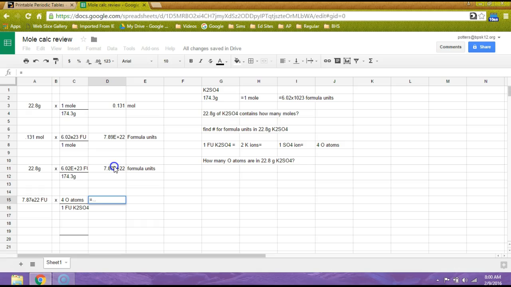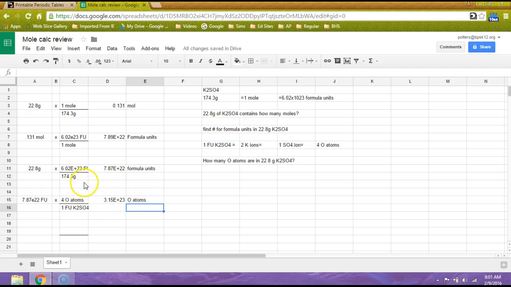So again, we're going to have this original number of formula units we found times the number 4, and we're still responsible for holding that to 3 significant figures, and so that is the number of oxygen atoms. So it's 4 times the number of formula units we have.